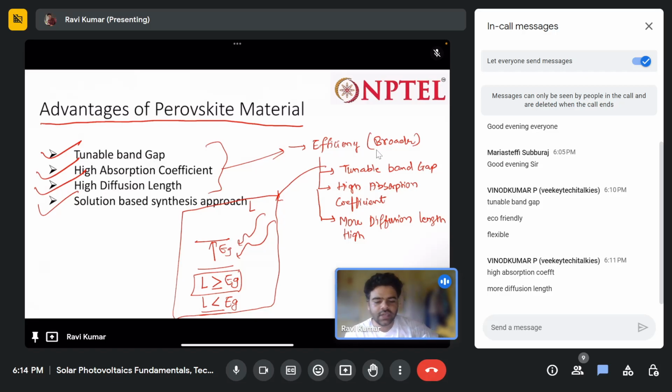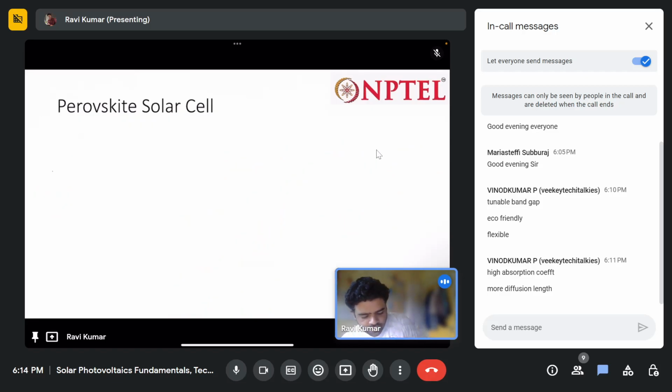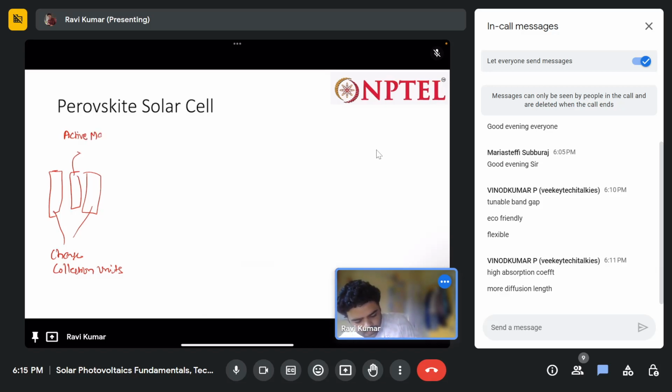So generally in a solar cell, we have charge collection units. And here we have an active material. The role of the active material is the generation of charge carriers by absorbing sunlight.